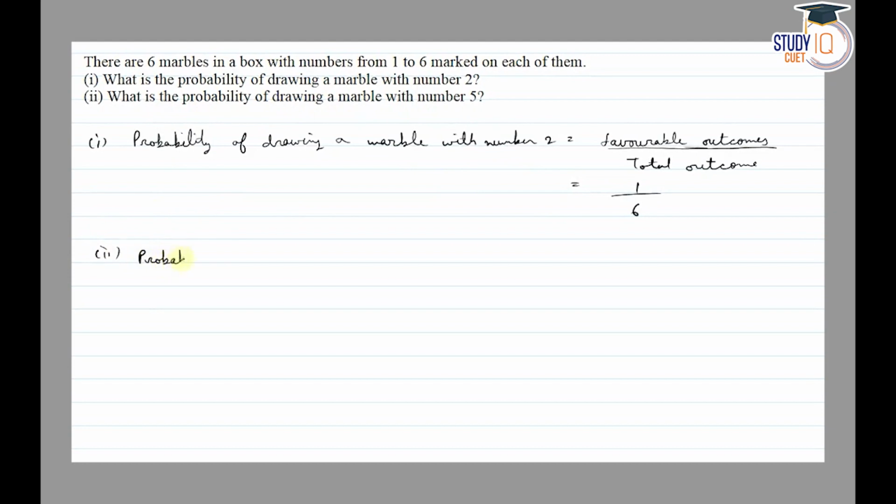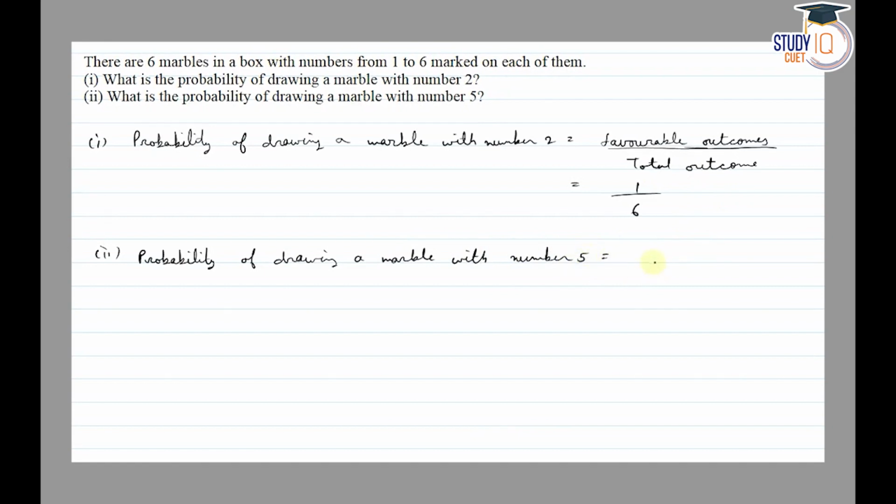Probability of drawing a marble with number 5 is equal to favorable outcomes upon total outcomes.